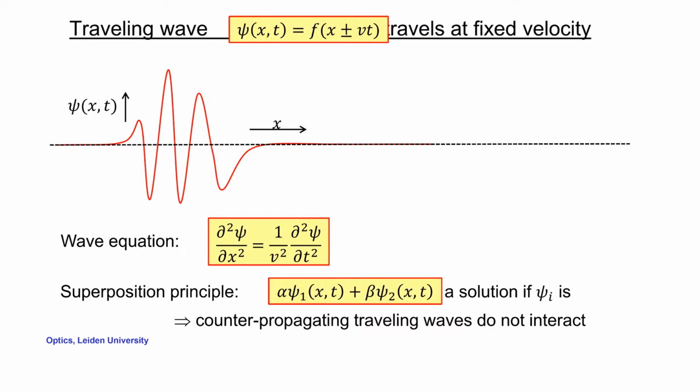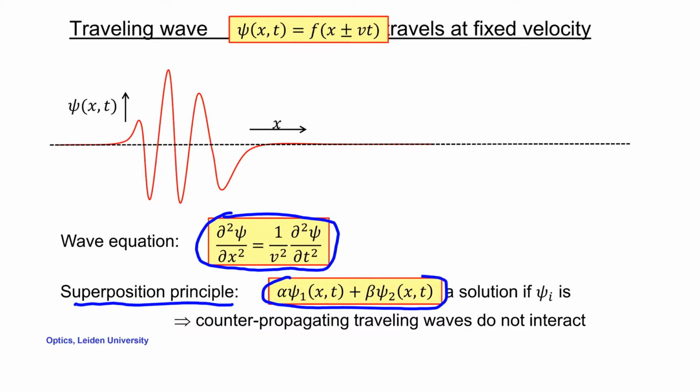So let's clean up the slide. We've demonstrated two important ideas. First, that waves are described by the so-called wave equation, which relates the second order partial derivative in space with the second order partial derivative in time. And second, that this equation obeys the superposition principle, which means that if psi1 and psi2 are solutions, then also this linear combination is a solution. And the consequence thereof is that individual waves do not interact.